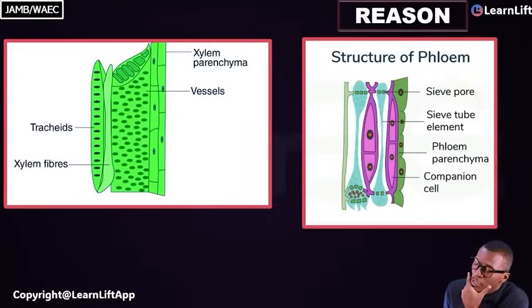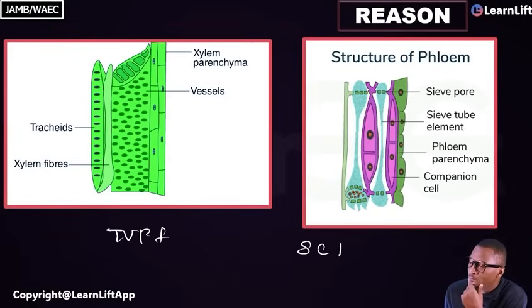All eyes on the diagram. Remember that we said that the cells of the xylem are the TVPF, while cells of the phloem are SCPF. You can see the tracheids. You can see the vessel elements. You can see the fibers, which are called the xylem fibers. You can see the parenchyma.